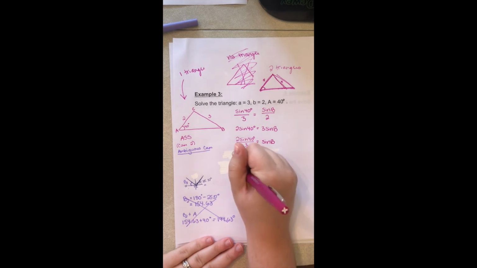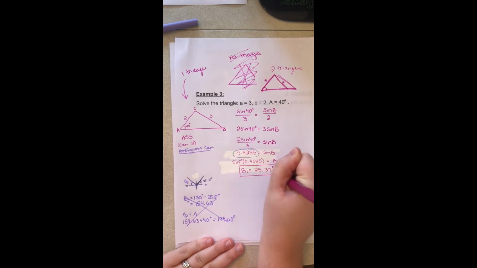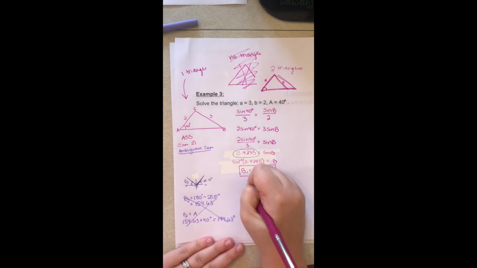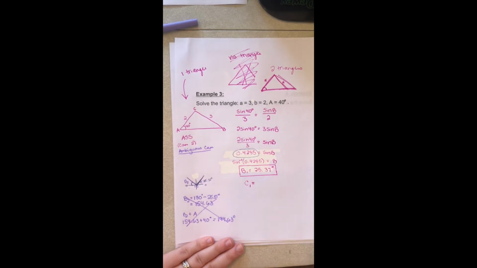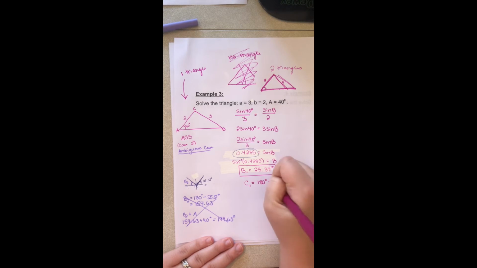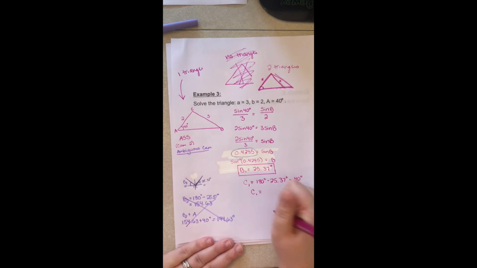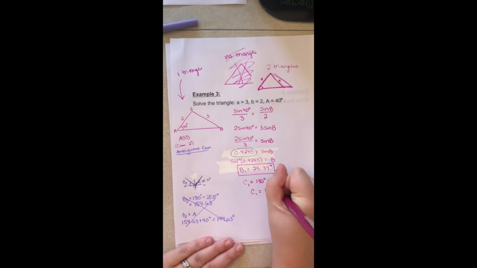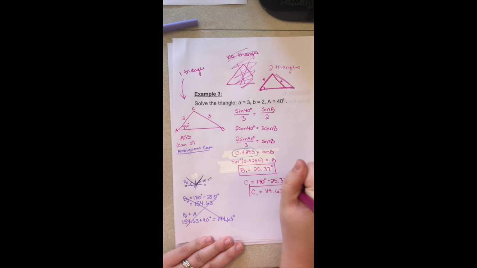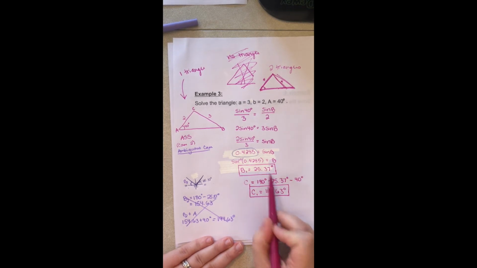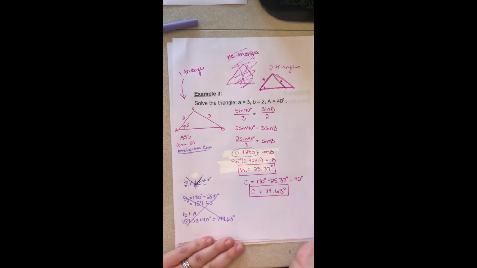So from there, I have an angle B, I have an angle A. I need to find angle C. Angle C, I'm still going to keep it labeled C1 just so I stay consistent, is going to be 180 degrees minus 25.37 degrees minus the 40 degrees I was already told. And that tells me my angle C is 180 minus 25.37 minus 40 is 114.63 degrees. I now have my two angles. I just have this one side length left to find.